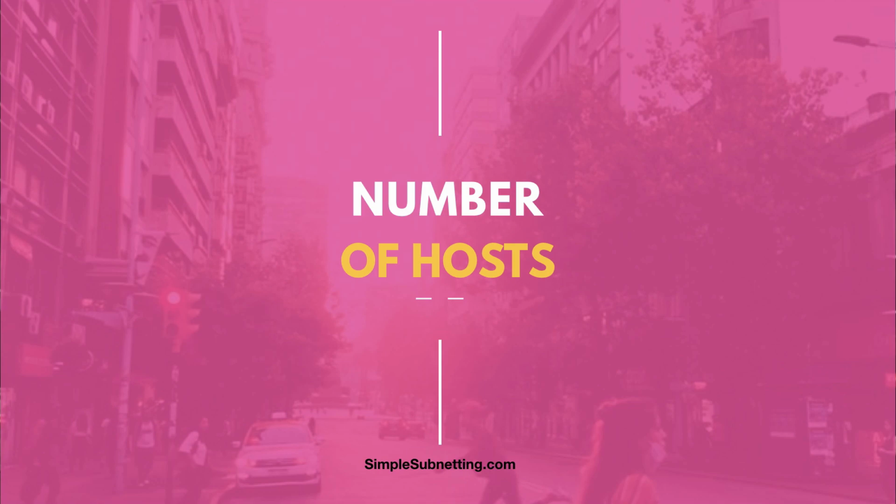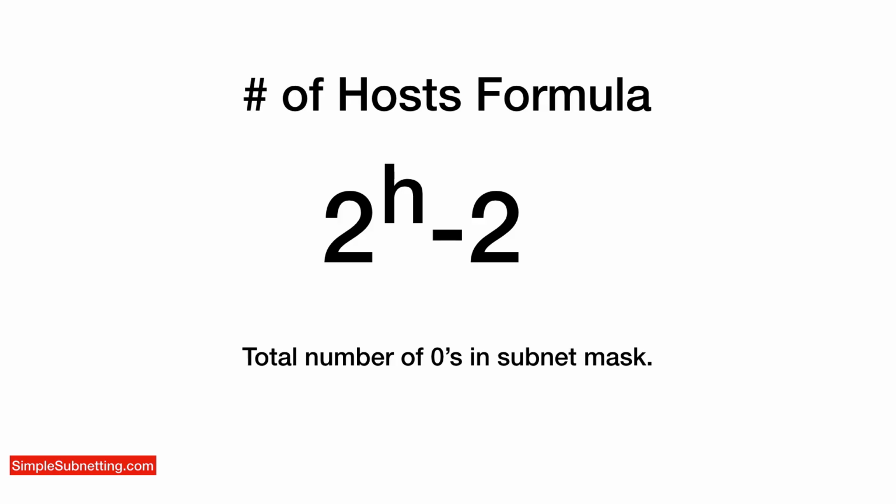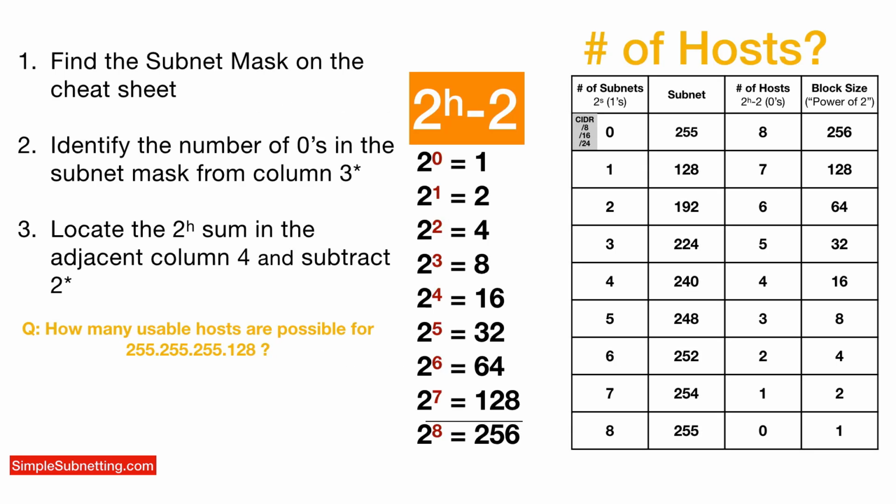In this video, you're going to learn how to find the number of hosts. This is a formula to find the number of hosts. It's 2^h minus 2, and h represents the number of zeros in the subnet mask. Now, there's a lot of information on the sheet, so I'm going to walk you through it slowly.